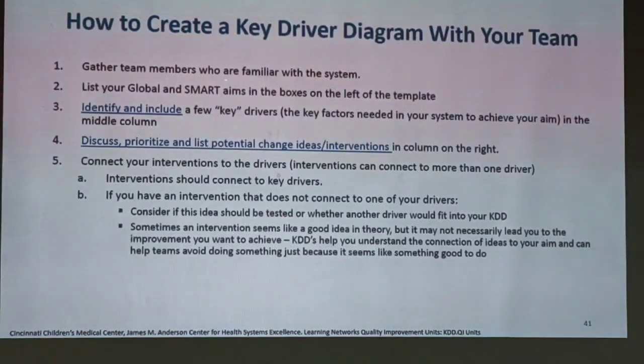So you create it by listing your global and SMART aim, and then you identify a few key drivers, these key factors, and then you think about prioritizing, listing potential change ideas and interventions that will go in another column, and you draw arrows from those interventions to which of those key drivers might be affected. If you have an intervention and you can't find an arrow where it connects to a driver, you might want to rethink whether that's really an intervention that's worth doing at this time, because it's not going to help achieve your key goal.